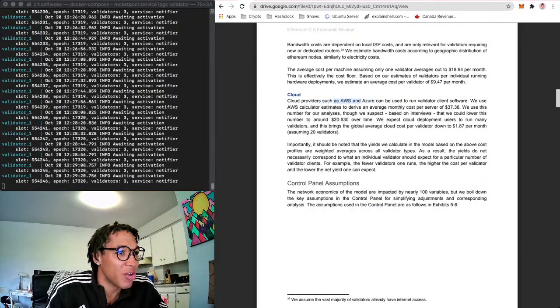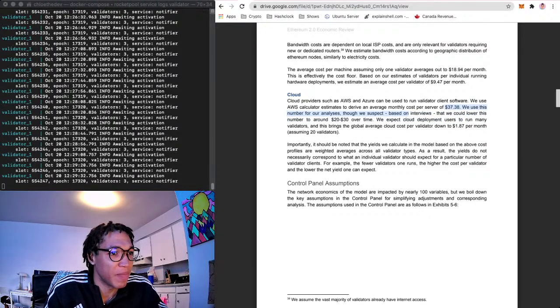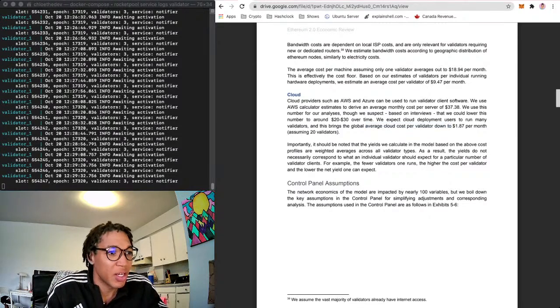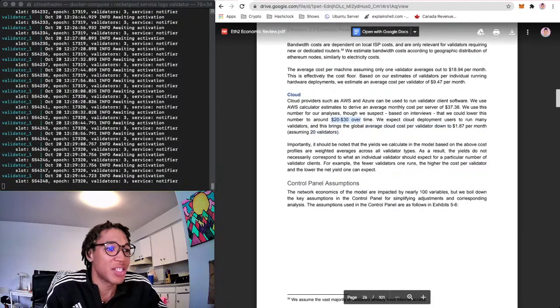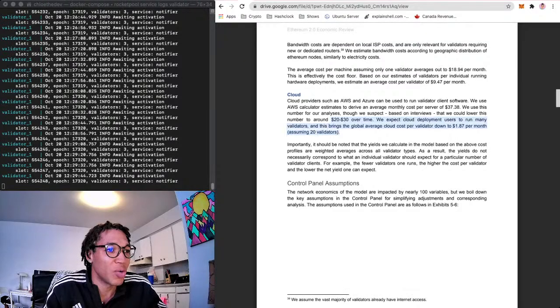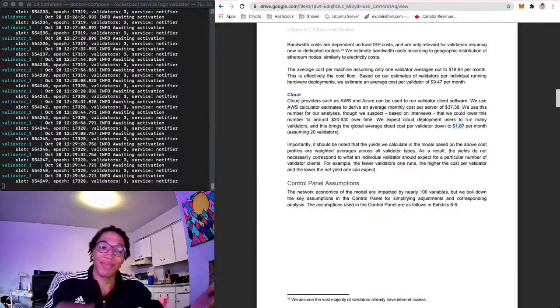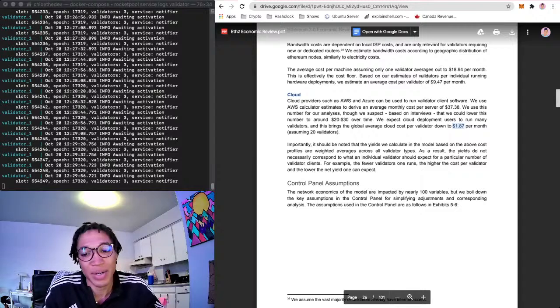Cloud providers can be used. The monthly cost for a server is $40 a month. Oh my gosh. You could lower it to $20, $30 over time. They're saying you could probably run a lot of validators, and so it could be $2 per validator if you have 20 validators. I guess if you're only spending $2 a month and you're doing it for a year, it's only $20. So that's not bad doing it on the cloud.